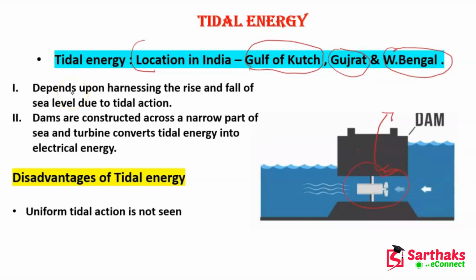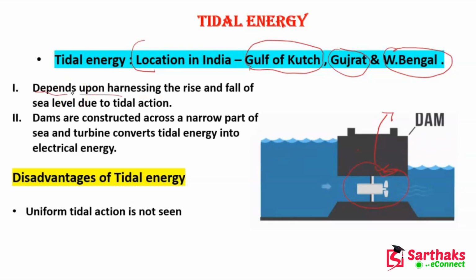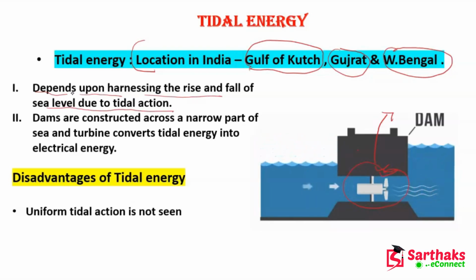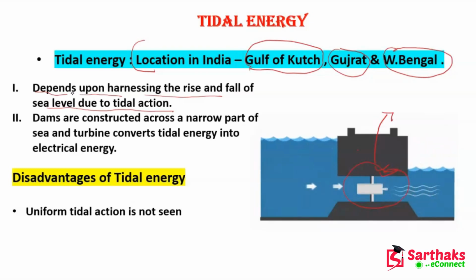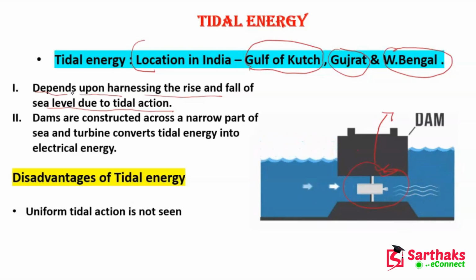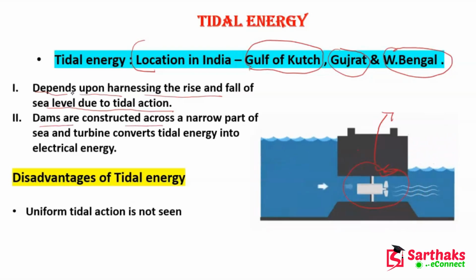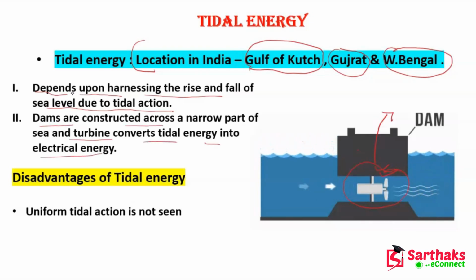It is written that it depends upon harnessing the rise and fall of sea level due to tidal action. We all know that due to tidal action, there is a flow of water. This rise and fall of water can be used to rotate the turbine. Now, dams are constructed across a narrow part of the sea and the turbine converts tidal energy into electrical energy.